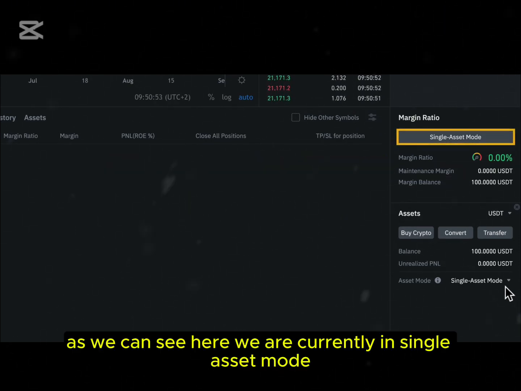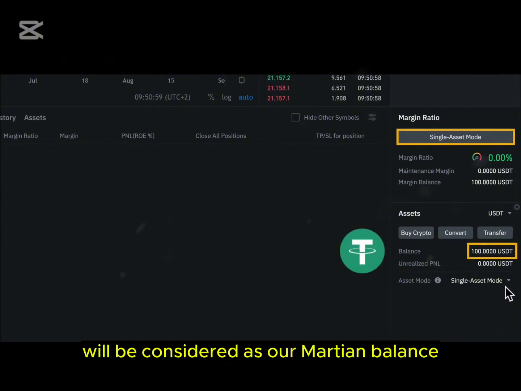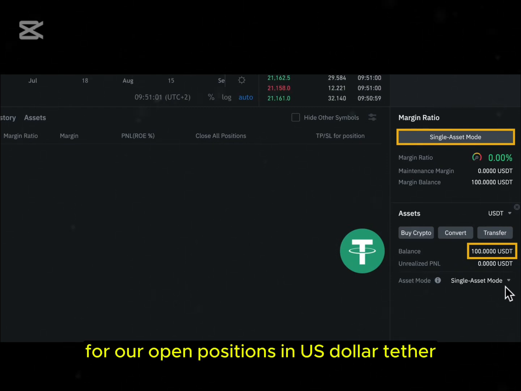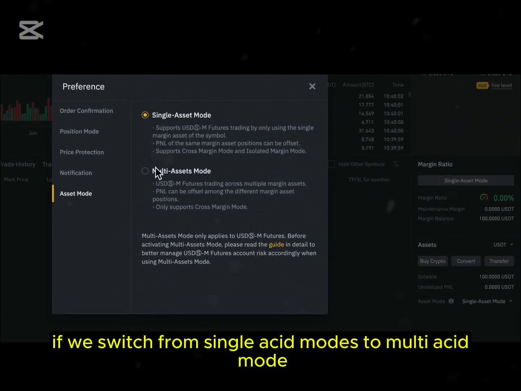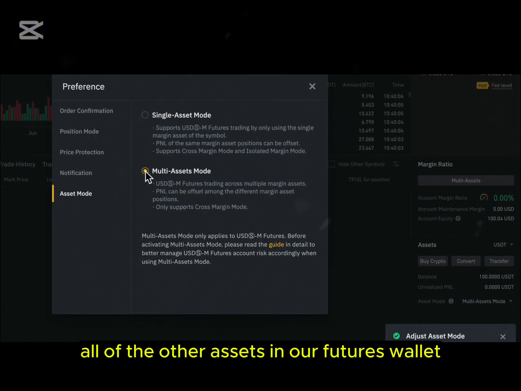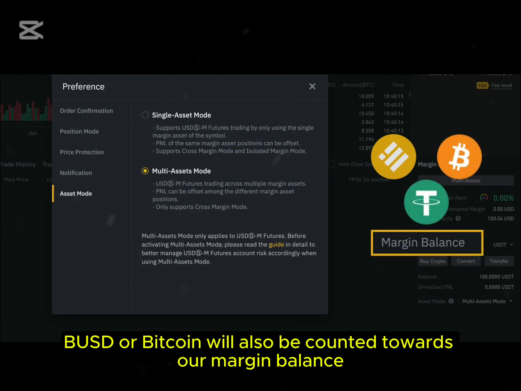As we can see here, we are currently in single asset mode, which means that only our US dollar Tether will be considered as our margin balance for our open positions in US dollar Tether. If we switch from single asset mode to multi-asset mode, all of the other assets in our futures wallet, like for example BUSD or Bitcoin, will also be counted towards our margin balance.